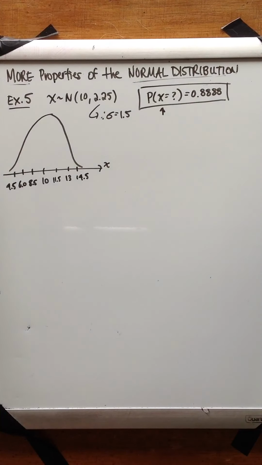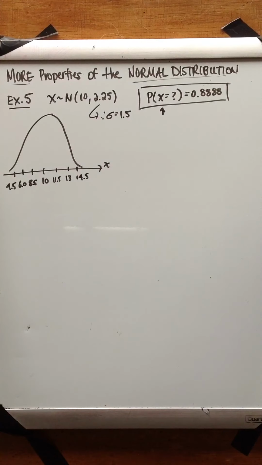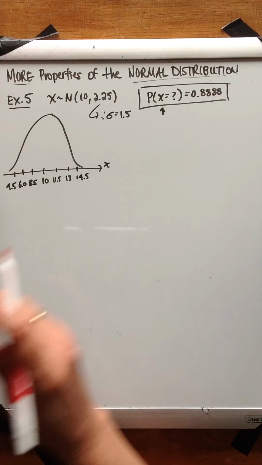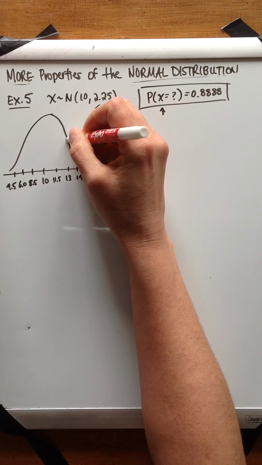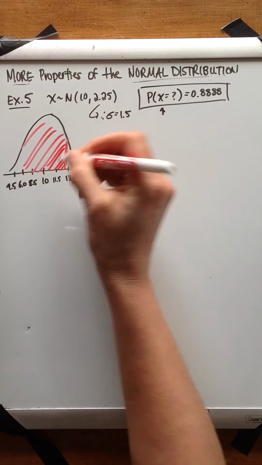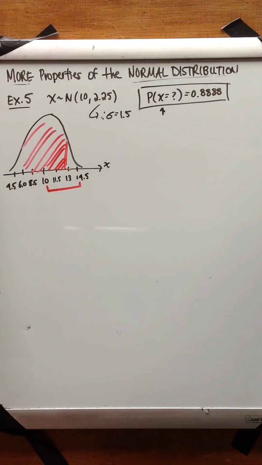So again, what's the question asking? It's saying what value of x along here is going to result in a curve area of almost 88-90%. So we're going to expect something to be pretty high up in this region, right? Somewhere in here. So we know that it's going to be between these two standard deviations somewhere.